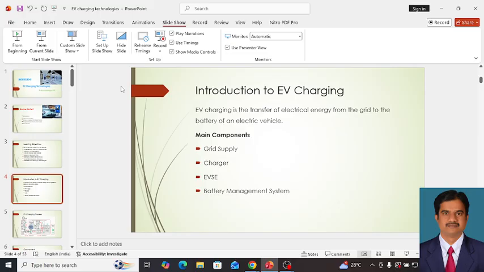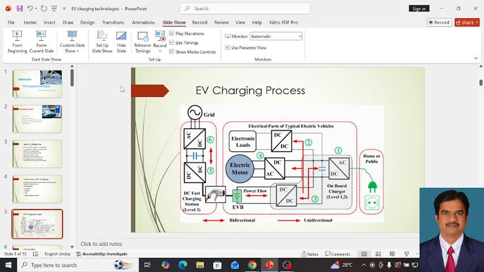To store the energy in the battery, we are going to charge the electric vehicle. Charging an electric vehicle is nothing but charging the battery in the electric vehicle. The main components are the grid supply, charger, EVSE and battery management system. So, the EV charging process: look at the diagram we have here, and at the parts of each component of the EV charging process.